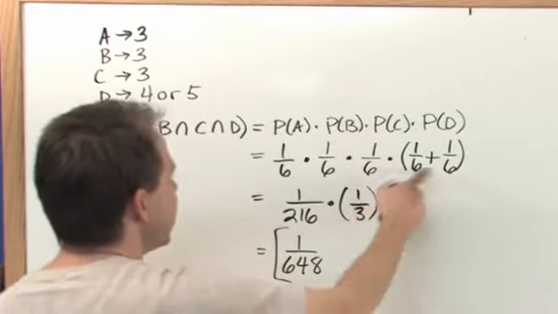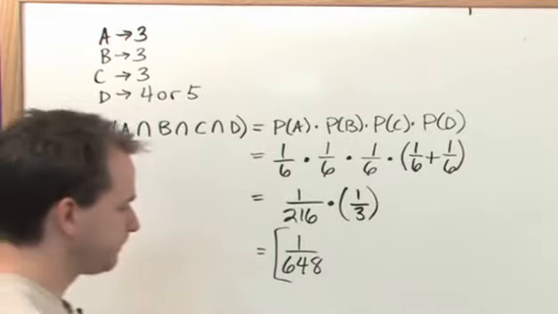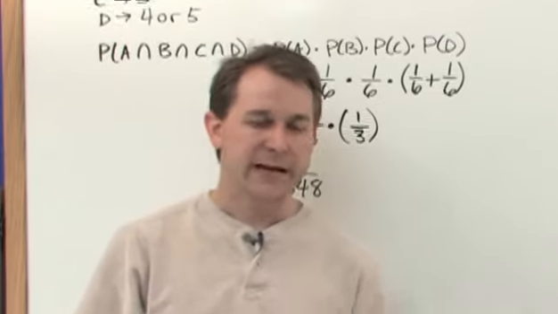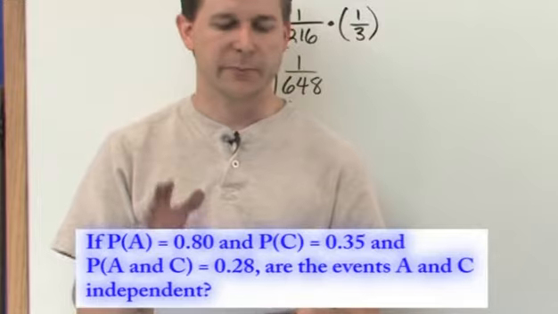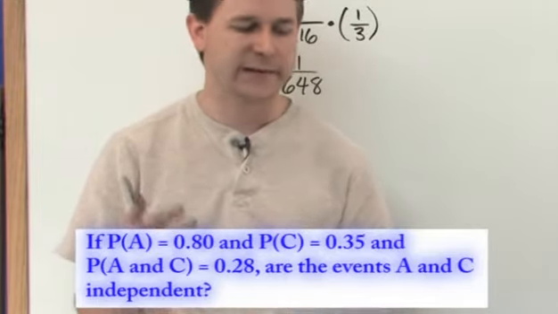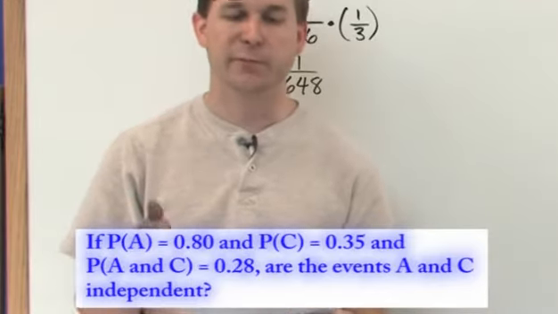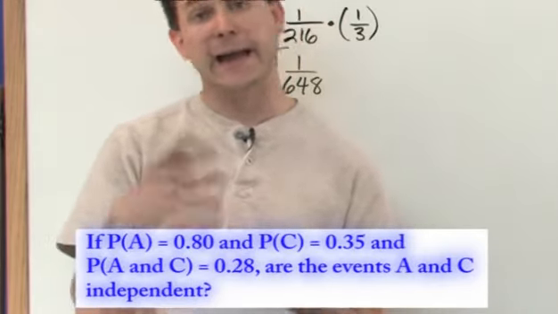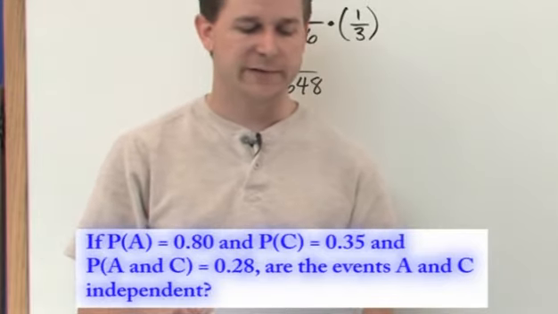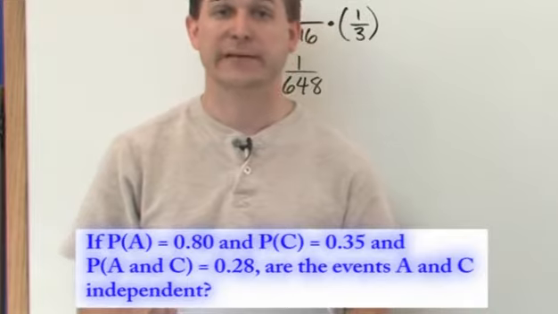Each one is 1/6, and then you just do the math, and you get the probability of 1 out of 648. Okay. Now, the next problem is a little bit of an odd kind of problem. If the probability of event A is 0.8 and the probability of C is 0.35, and the probability of A and C, or A intersection C, is 0.28, are these 2 events independent?